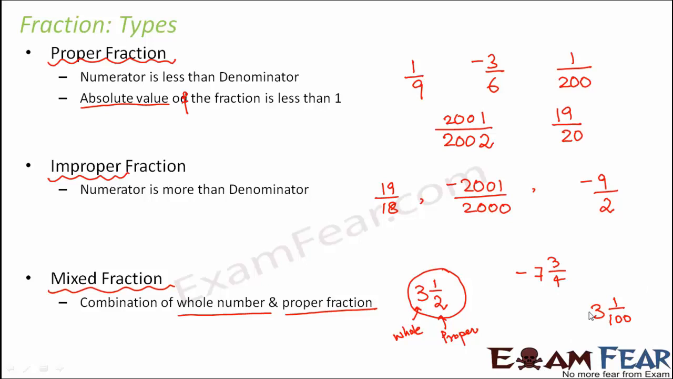Now one interesting thing about a mixed fraction is that it can always be written as an improper fraction. Do you know how? For example, you have 3, 1 by 2. So how do we convert it into a proper or improper fraction? First of all, you will not be able to convert a mixed fraction into a proper fraction. Every time you would get an improper fraction. If you want, you can try it out with a number of mixed fractions.